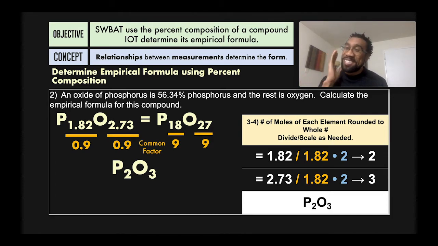Well, I know if I look at 18 and 27, they definitely have a common factor of 9. So by dividing both of these numbers by 9, I can go directly from 18 to 2 and 27 to 3.